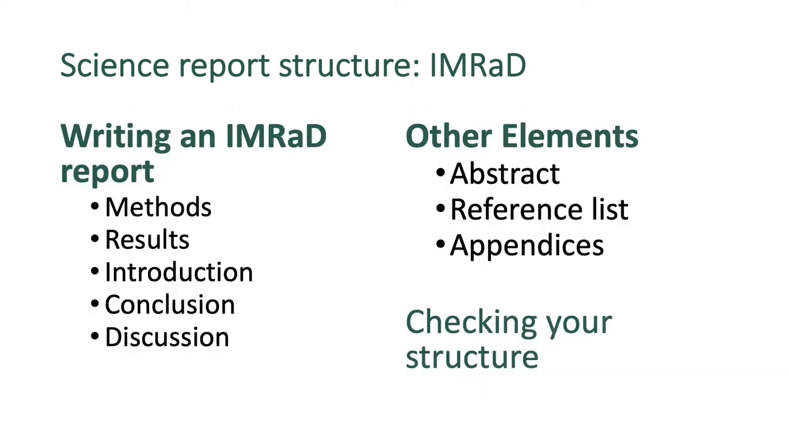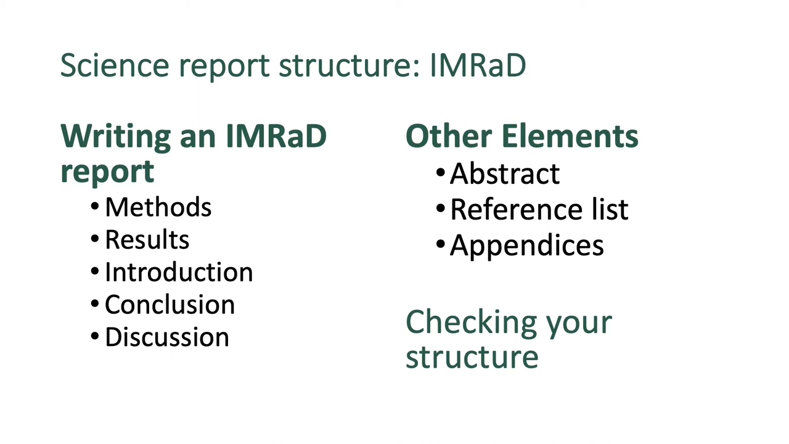Other elements in the report. If you're writing a longer research project, a dissertation or a thesis, you'd include an abstract at the beginning, summarizing the whole report for the reader. The abstract is read separately from the report itself, as it helps the reader get a sense of what it contains and whether they want to read the whole thing.